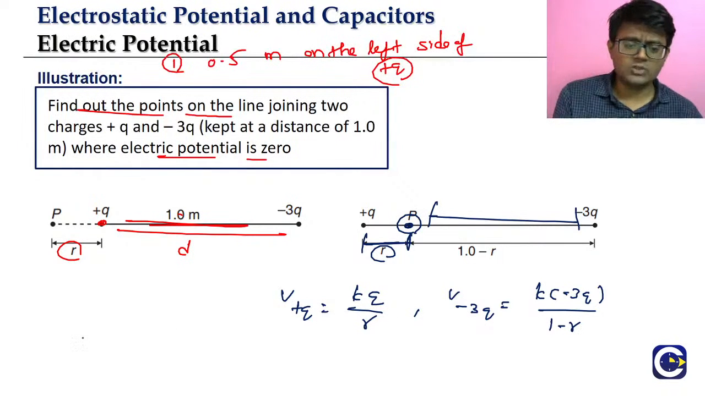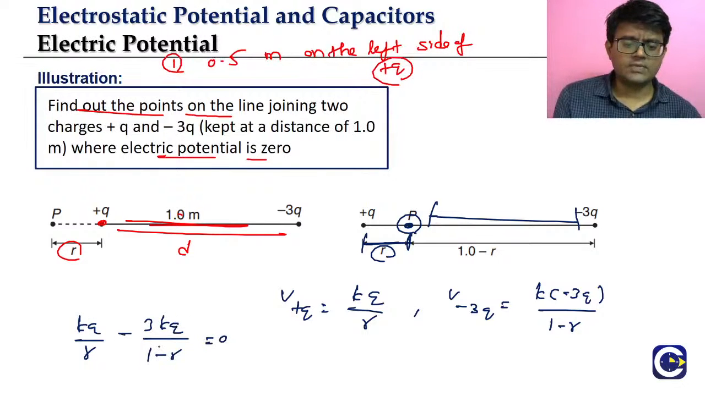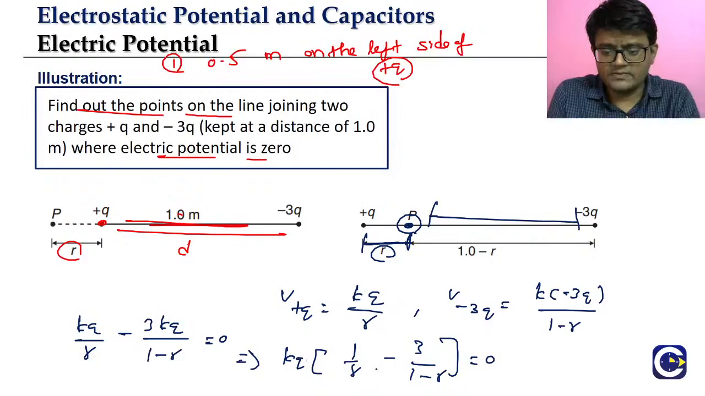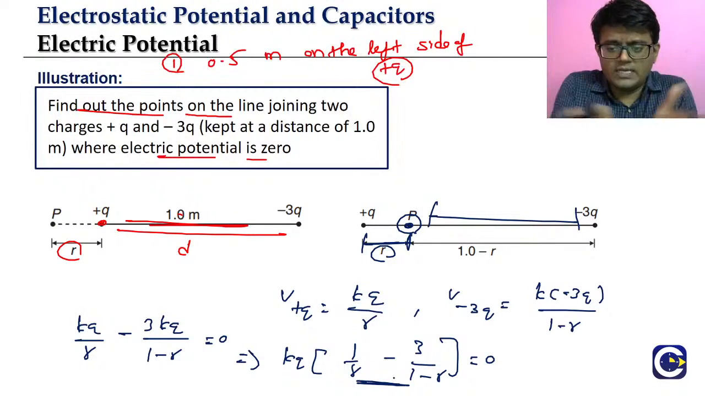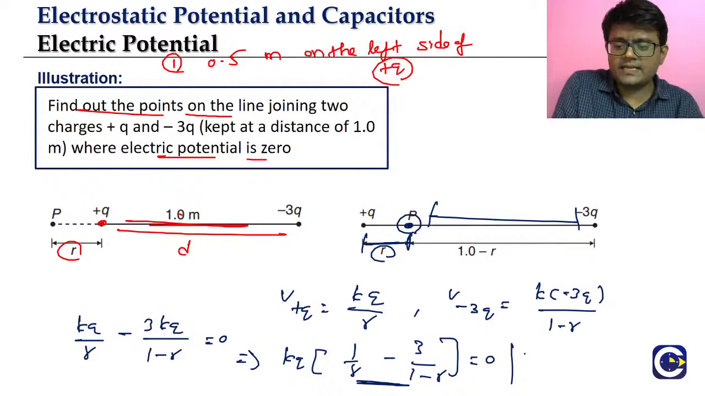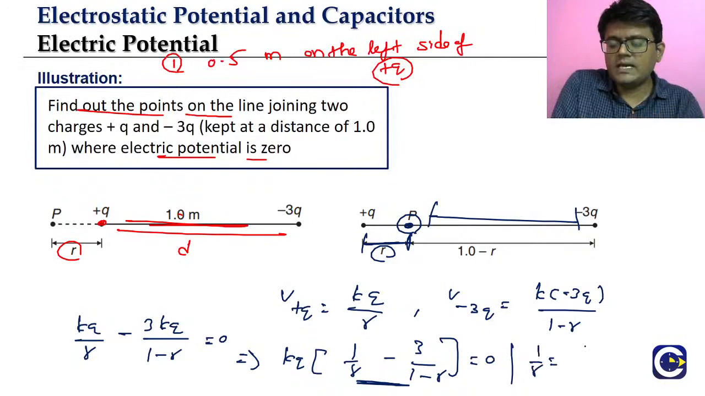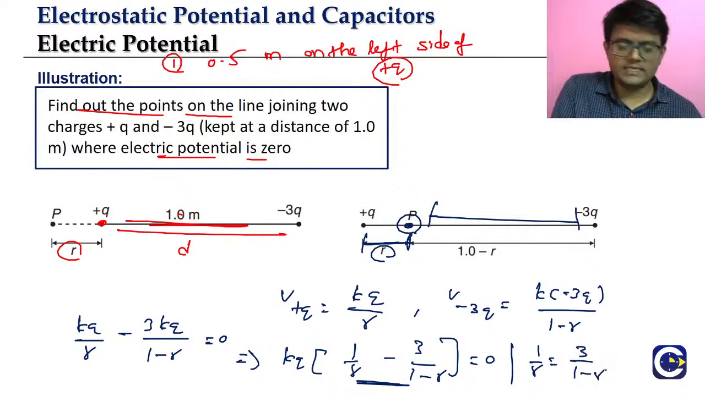ரெண்டு நம்ம add பண்ணா we should get 0, right? Which is what? KQ by R minus 3KQ by 1 minus R, that is 0. அப்படி நம்ம KQ common எடுக்கலாம். Common எடுத்தா 1 by R minus 3 by 1 minus R is equal to what? 0. So KQ is a constant, right? Which means what? The bracket உள்ள இருக்கிற term should become 0. 1 by R minus 3 by 1 minus R is 0, which means 1 by R should be equal to what? 3 by 1 minus R.